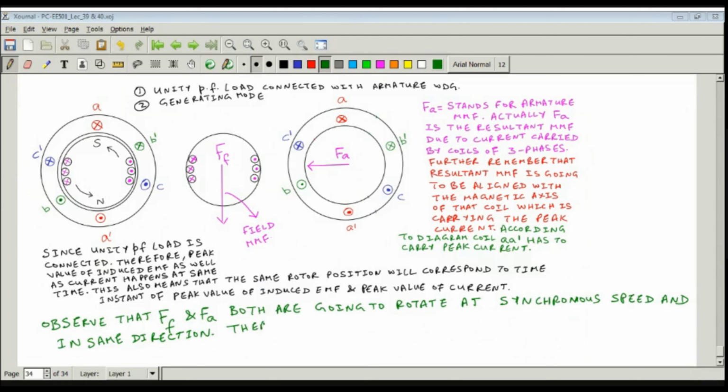Therefore, they are stationary with respect to each other. FF and FA are stationary with respect to each other.